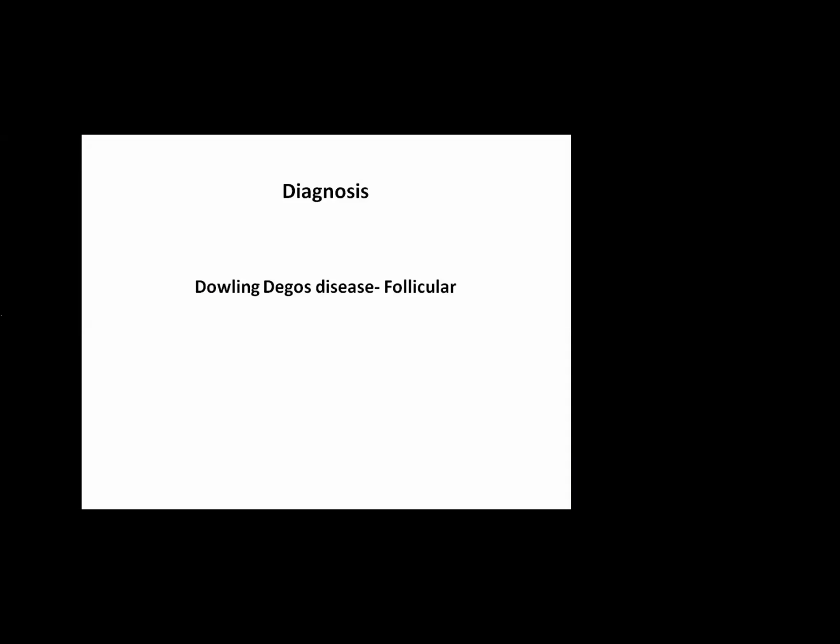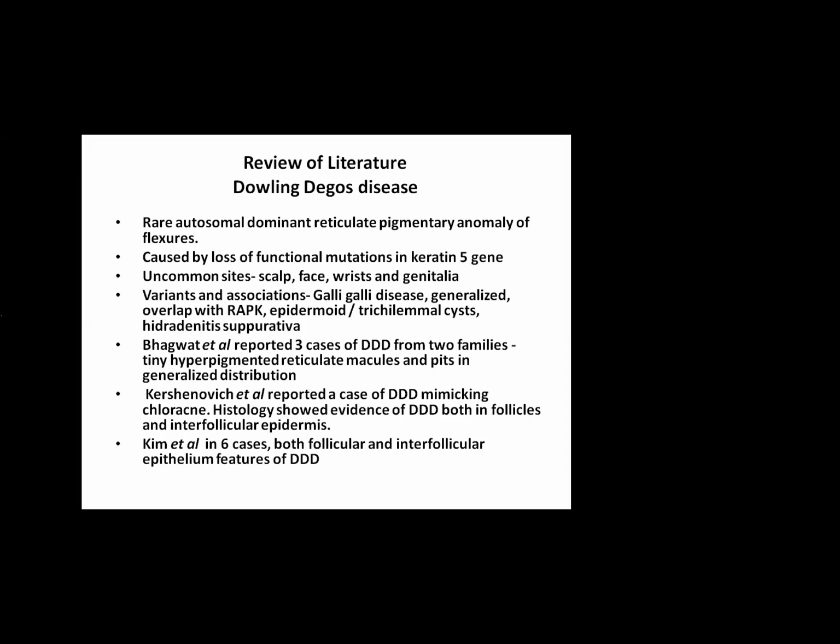So the conclusion is that if one sees these pits and comedones on the face and trunk from a younger age, one must consider a diagnosis of follicular Dowling-Degos disease and examine all family members to look for conventional or follicular Dowling-Degos disease in them also. We recognize that this condition, which we also refer to as the reticulate pigmentary anomaly of the flexures, is inherited as an autosomal dominant condition. It occurs as a result of mutation in the keratin 5 gene.